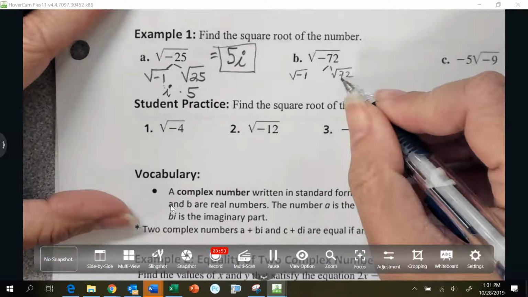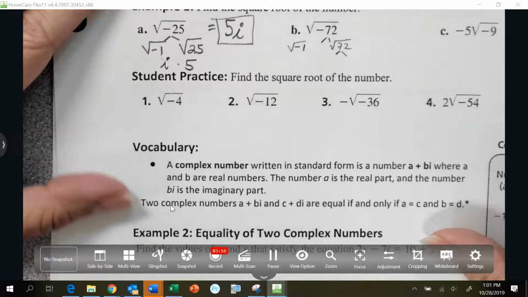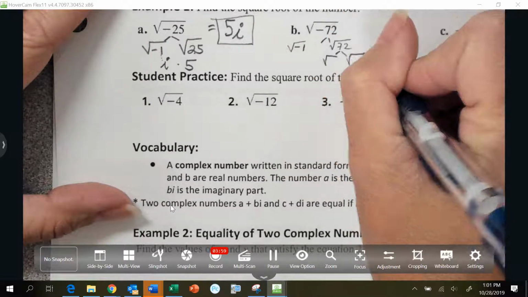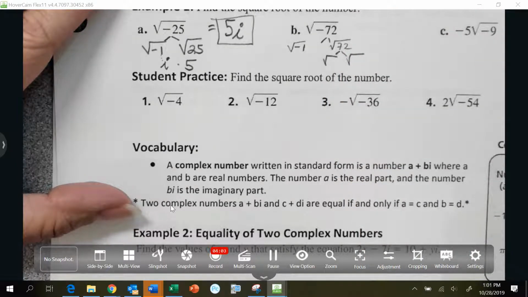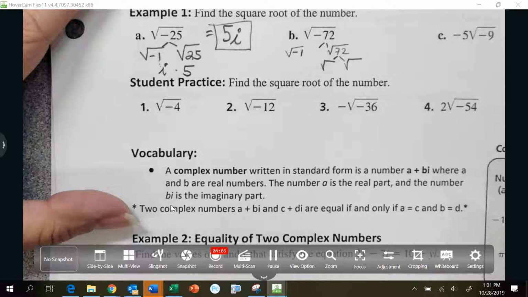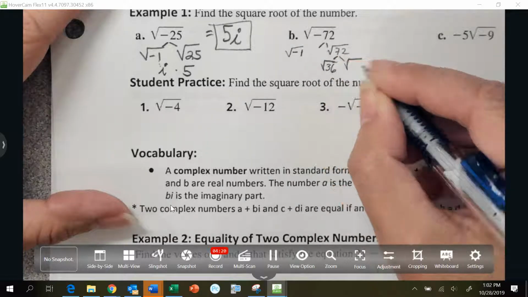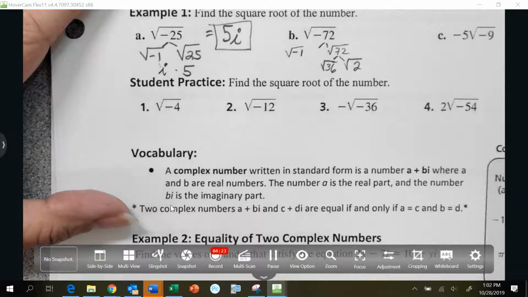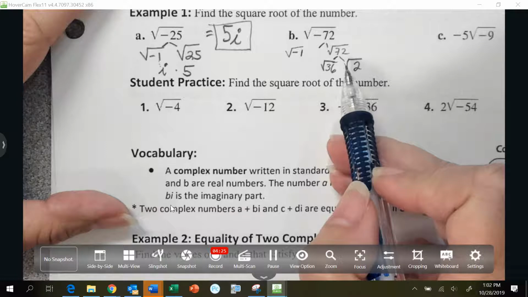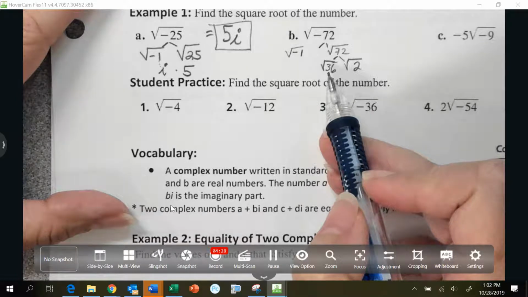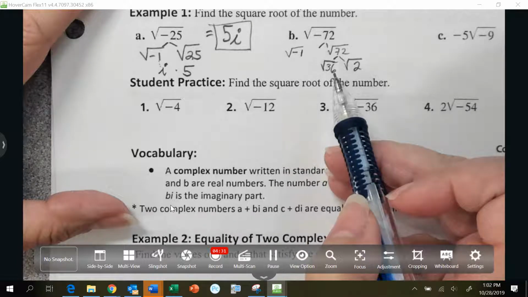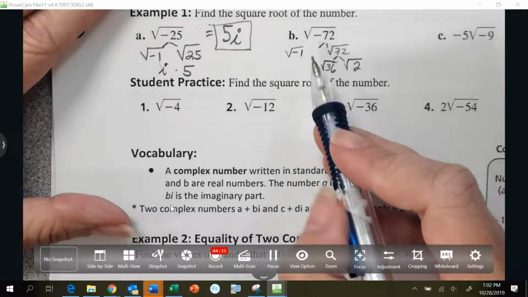Except 72 can break down further. What perfect square goes into 72, bigger than 9? It's got to be a perfect square. 16. 32 doesn't matter. 36. Okay, so 36 goes into 72 2 times, and this 36 comes from doing a bunch of examples with the teacher and then doing your own assignments. You'll eventually remember that.